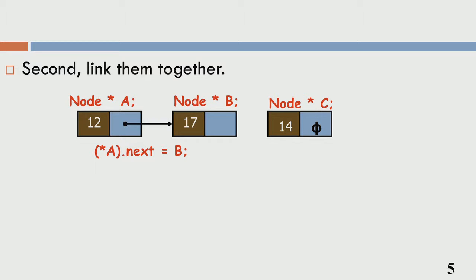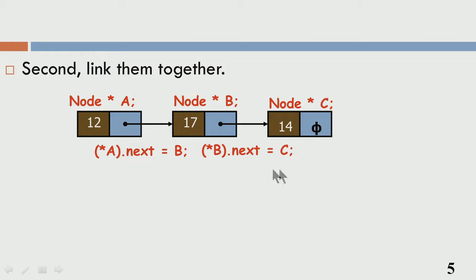From A we link its next to B, from B we link its next to C, and C is the last node in the list, and we do not want it to point to anything. So, we need to have some null at the end. So, now we can see that this is a linked list.